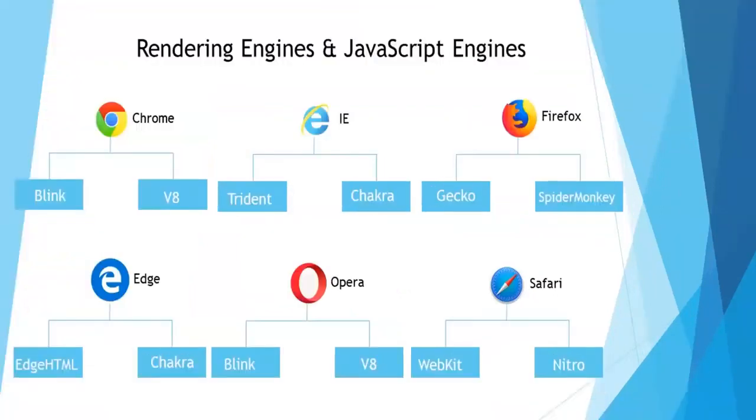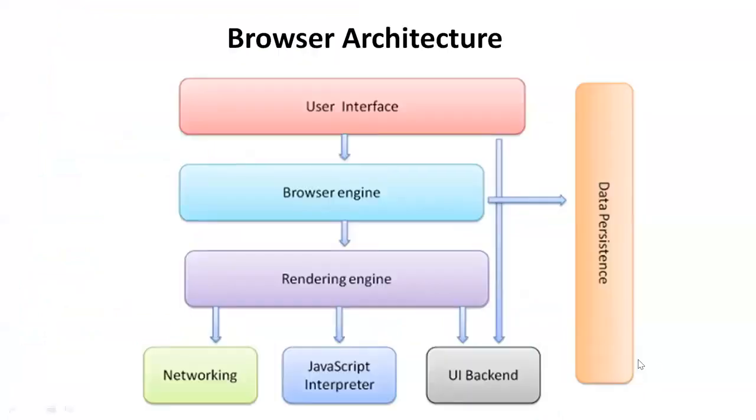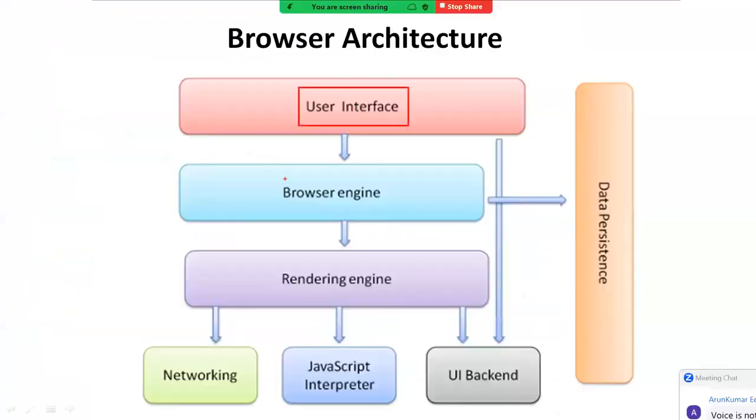Every browser has an engine. What is the responsibility of this engine? Translating your HTML. HTML is translated and converted into a presentation. How it is translated, I will explain the flow. We will discuss that in the next point. But two important ones: one is UI, the user interface. Another one is the browser engine.